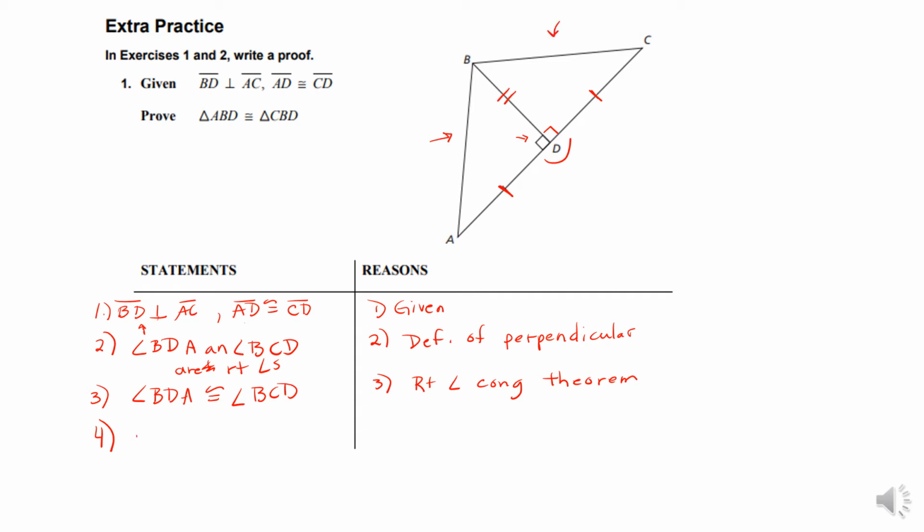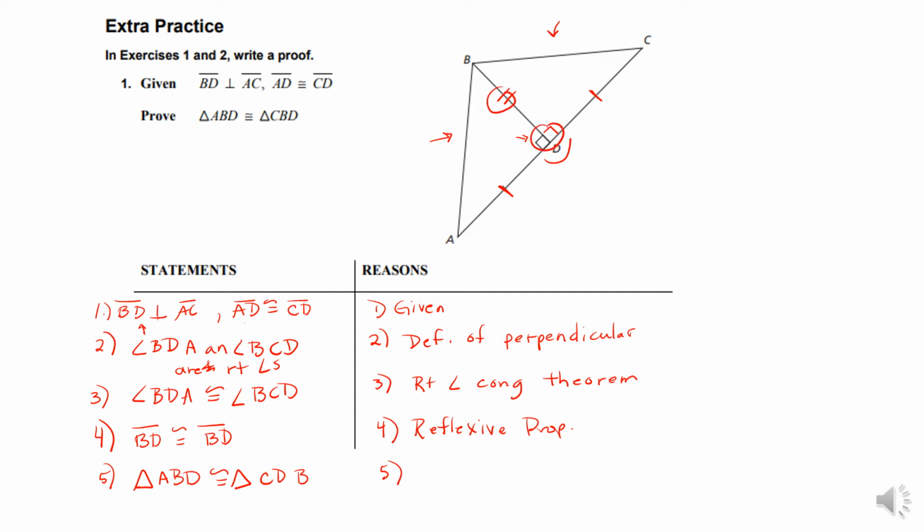So I'm going to say BD is congruent to BD by the reflexive property. It equals itself. Okay? And you could say reflexive property of congruency, or just put reflexive property. That's okay. And finally, I'm going to say triangle ABD is congruent to triangle CBD. And how is it congruent? By side, angle, side.